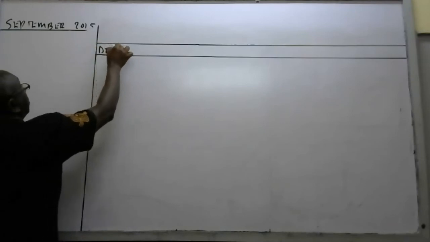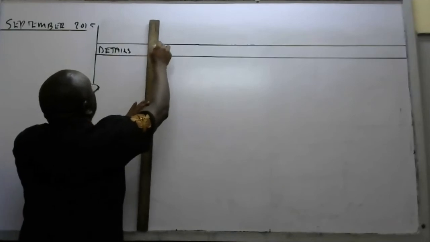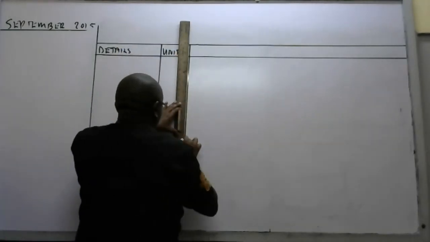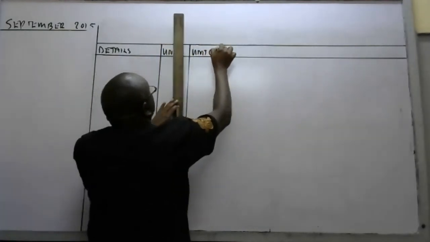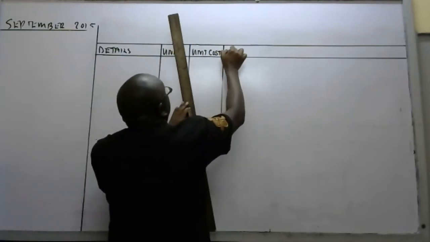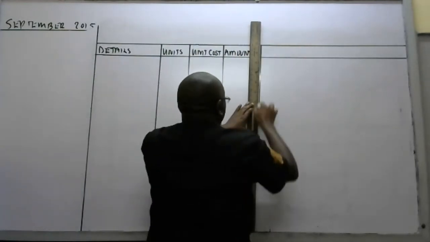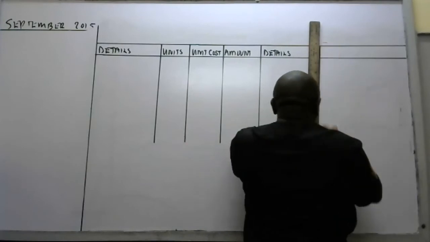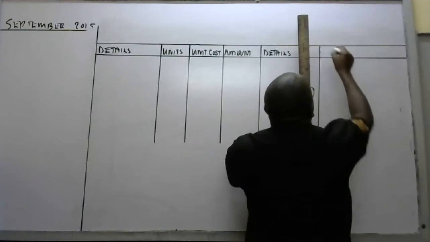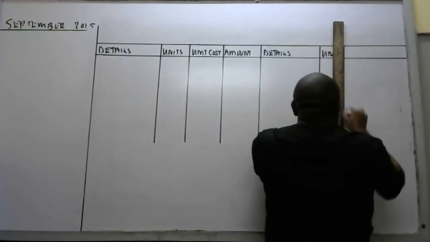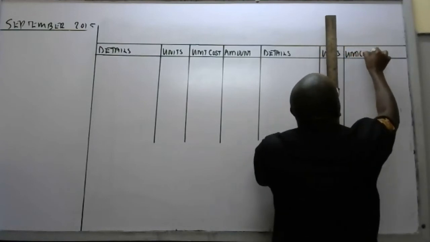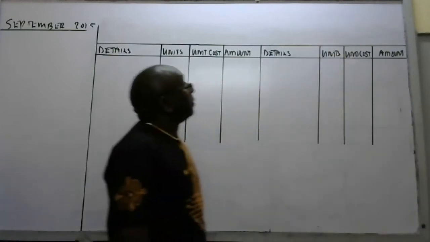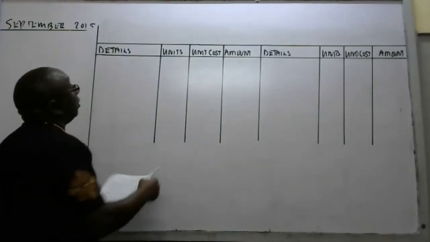So we have details, units, unit costs, and amounts. We have details, units, unit costs, and amounts. So we are calling it just the process account.